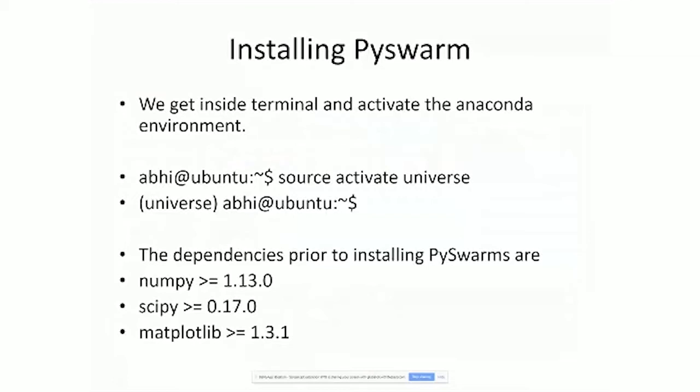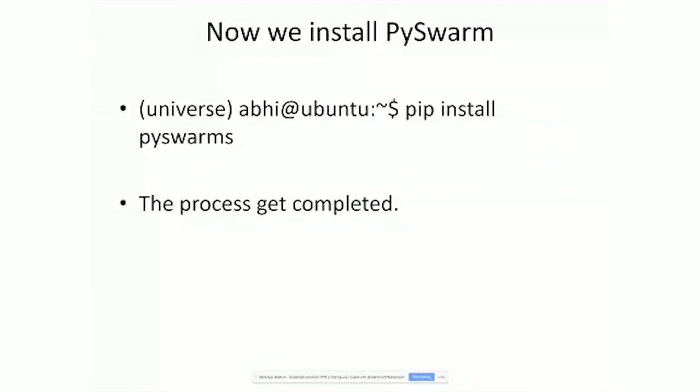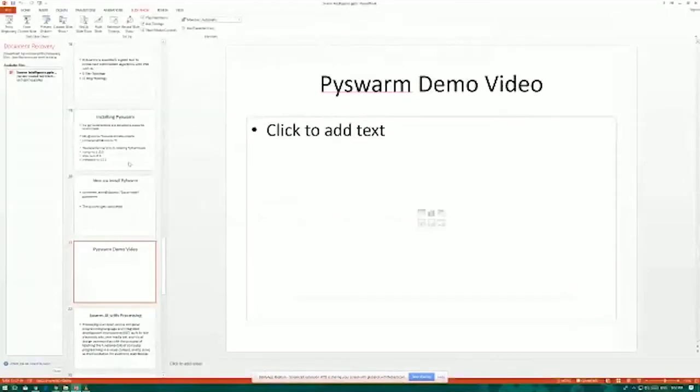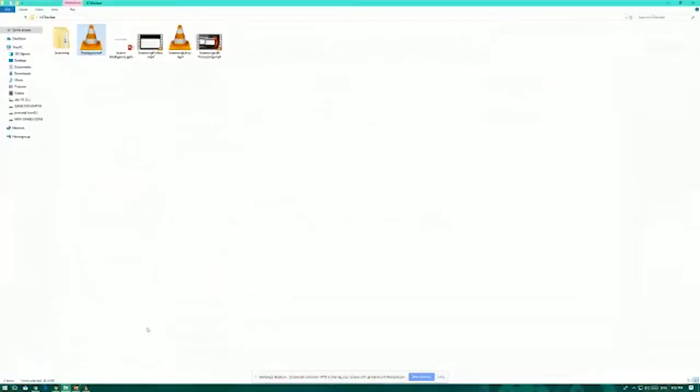So after that, we have to install PySwarm, that is pip install. When we use pip install, PySwarm gets installed and the process gets completed. PySwarm is also very useful when we are doing some kind of localization for different kinds of functions, or we are trying to achieve some kind of simulations.